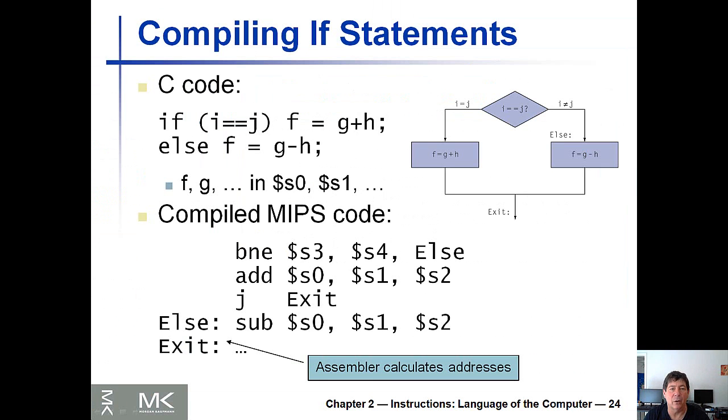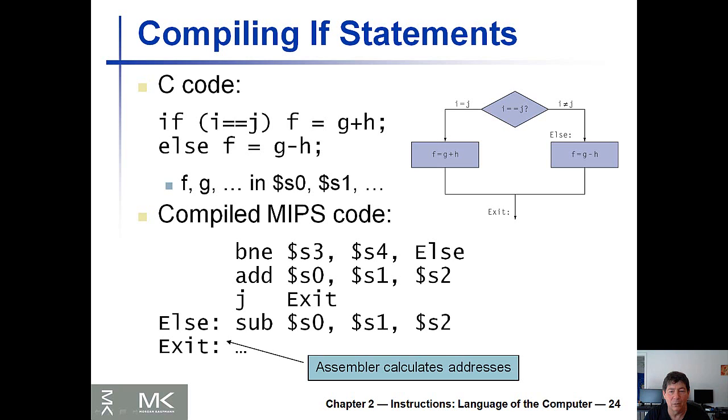Okay, so here's some C code. If i is equal to j, then f equals g plus h, else f equals g minus h. Now notice on the right, we've got a flow chart here indicating how this works. It's just a single decision, two branches, and they come back together once it's done. As indicated here, f and g are going to be in S0 and S1. And this is what the compiled MIPS code might look like.